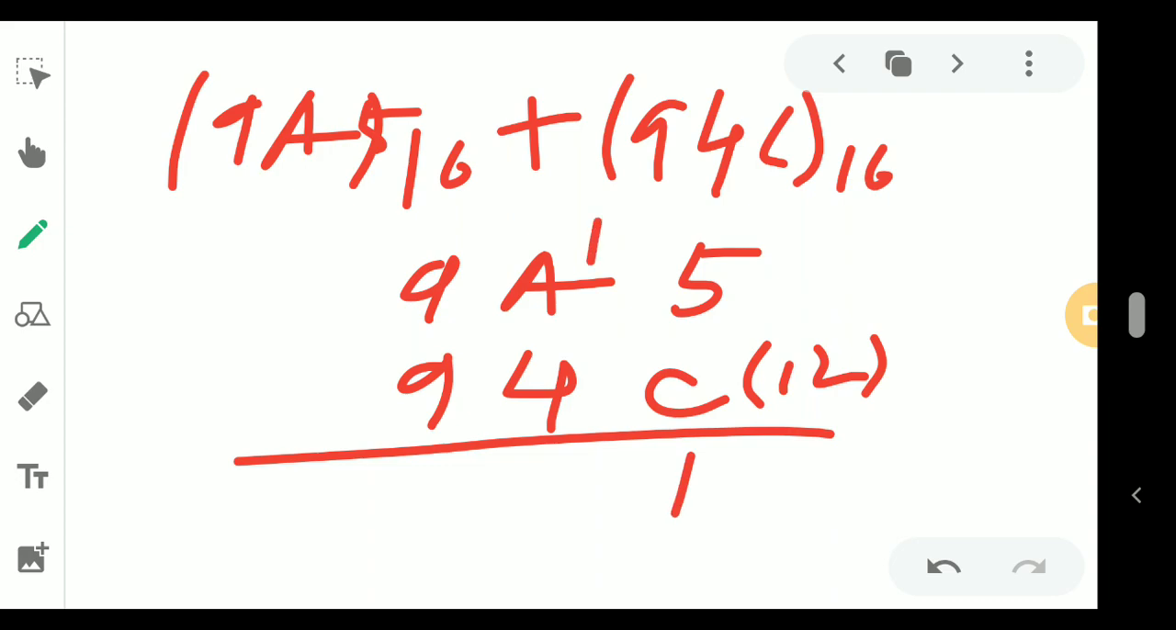Okay, A means what? 10. So 10 plus 1 is 11. 11 plus 4 is 15. 15 means F. So F I am writing directly over here.